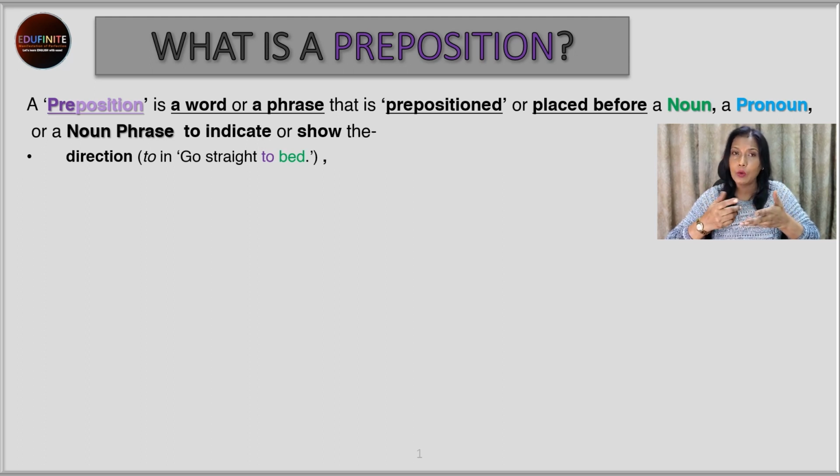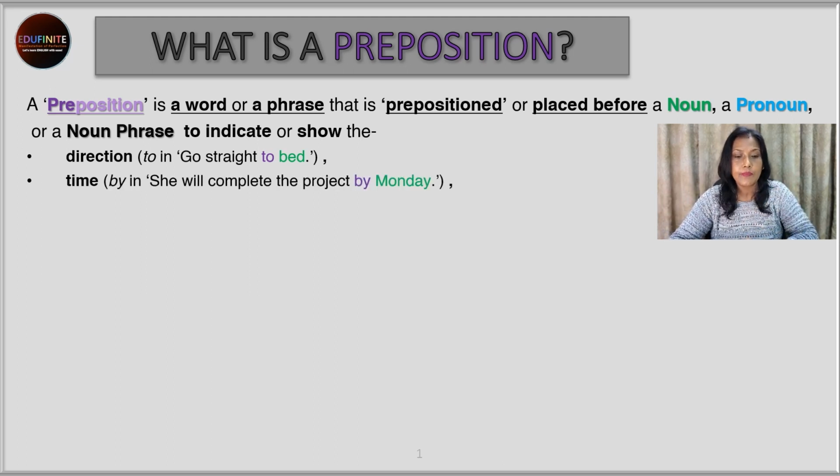It might be a noun, or it might be a pronoun which is used instead of a noun, or it can be a noun phrase. And what does it do? It shows the direction. Like in this sentence, go straight to bed. Now the word to, that means you have to go towards the bed. So you're telling the direction where the person has to go whom you're ordering. Next, so it shows direction.